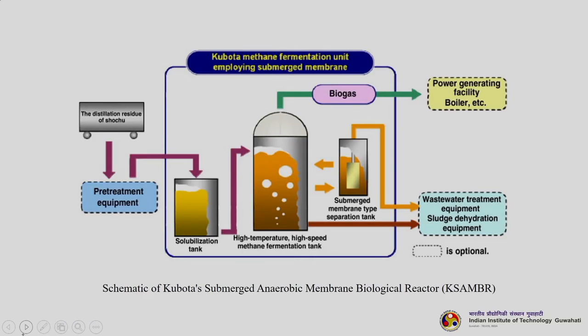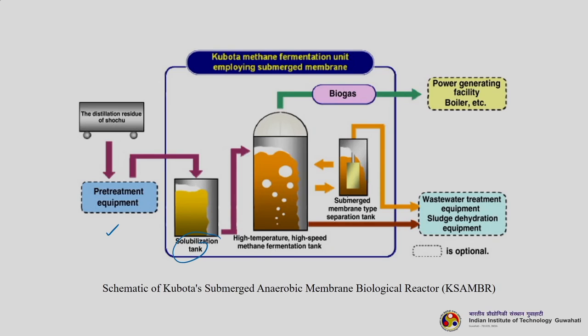So, this is the schematic. Kubota is a company which makes this famous anaerobic membrane biological reactor known as KSAMBR. You can see the pre-treatment equipment here, the distillation residue getting equalized in a solubilization tank. After that, it is fed to a high temperature, high speed methane fermentation tank where the methane is getting formed, right. Then it goes to the submerged membrane type of system here.